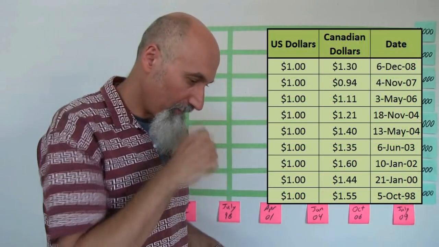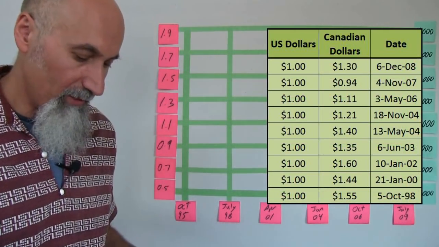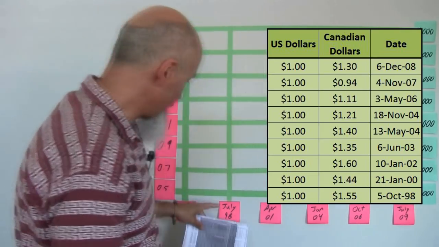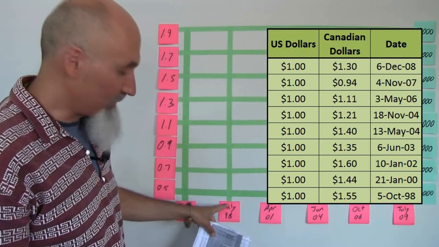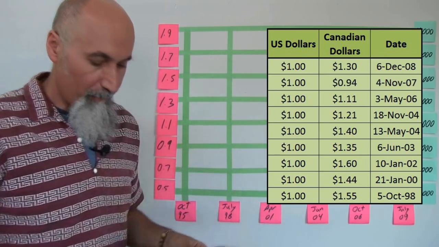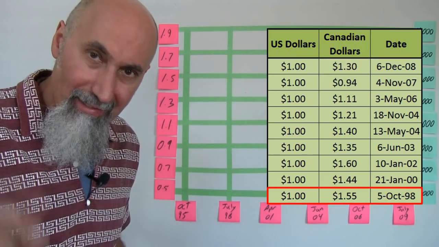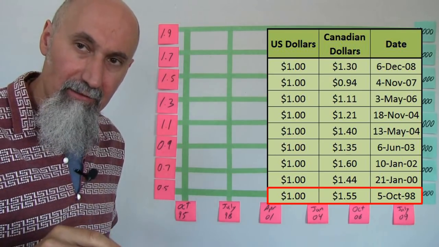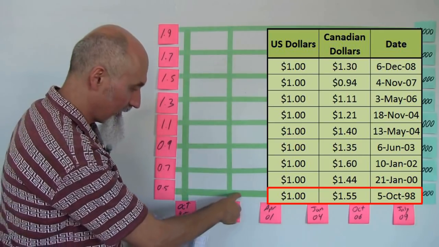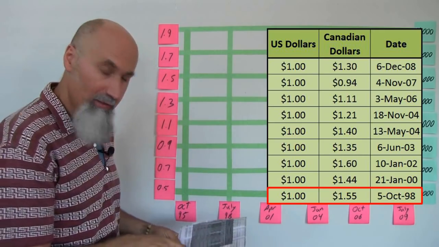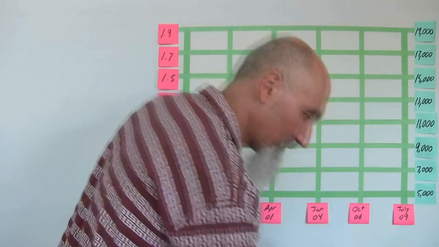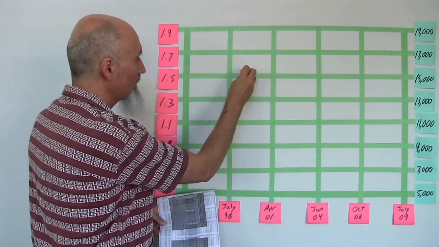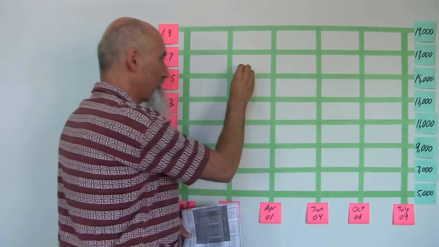Okay, so for the table, our first data point is going to be October 5th 1998. Okay, and that's 98. October is going to be on this side, right? And on October 5th, 1998, one US dollar got you $1.55 Canadian. Okay. So one US dollar in October 1998 comes out to about here, got you $1.55 Canadian, okay? So we're right here, approximately.